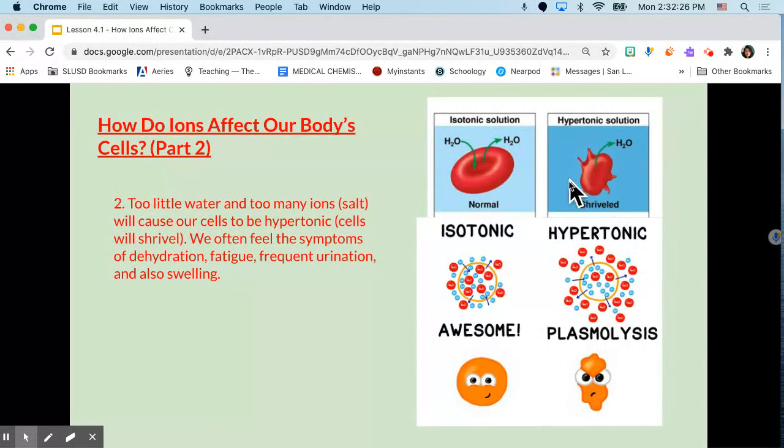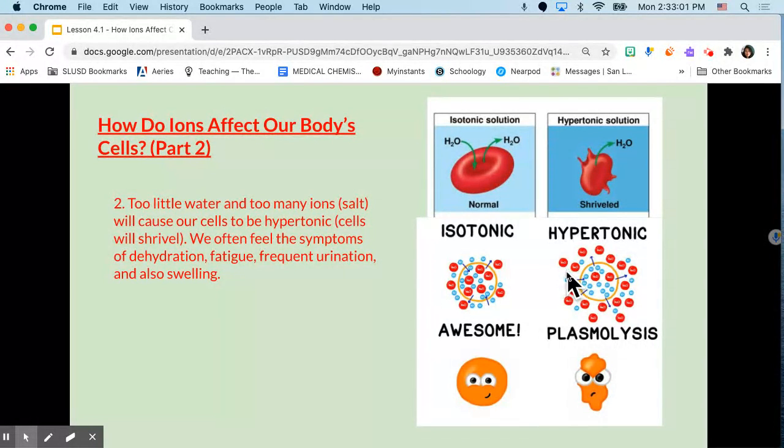So this will cause our cells to shrivel. A formal term for this is plasmolysis. Symptoms that we would feel when this is happening inside of our body, things you probably already know: dehydration, fatigue. Your body might also go through frequent urination. So basically you have to pee a lot because your body is trying to get rid of some of these salts, or ions, that are outside of your cells.